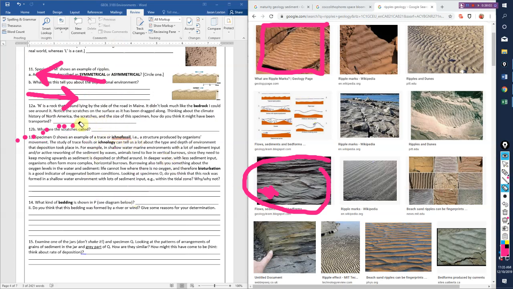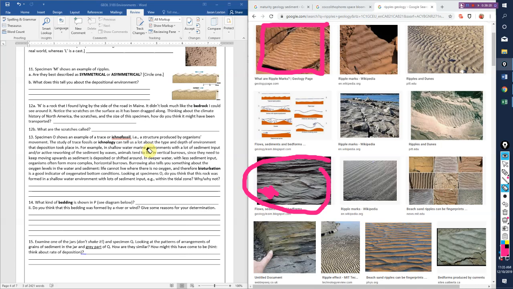Tide comes in, tide goes out. Now, looking at the specimens there, there's actually a disagreement between Lillian and I. Lillian, I think, told most of you these are asymmetrical ripples. She might be right. When I look at them, I am pretty convinced that on average they are symmetrical. And so we have a different interpretation.